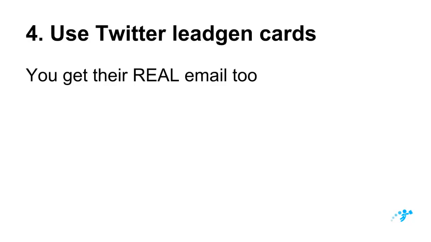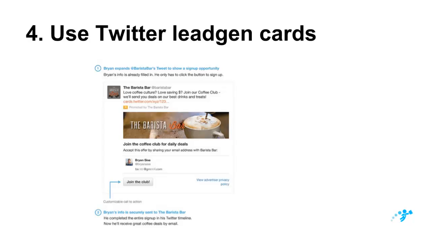Another huge thing is you get their real email. You get the email that they use to set up their Twitter account with, which is probably a much higher quality email than you would get if they were filling in an opt-in form. A lot of times when people fill in opt-in forms, they put in a secondhand email because they think you're probably going to spam them and they don't want spam in their real email. But with Twitter lead gen cards, you get their real main primary email, so that's another huge reason to use it. Here's an example of what a Twitter lead gen card looks like.